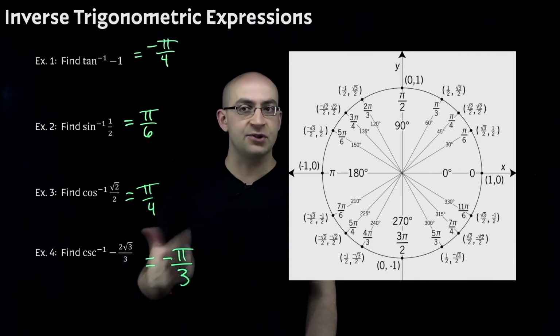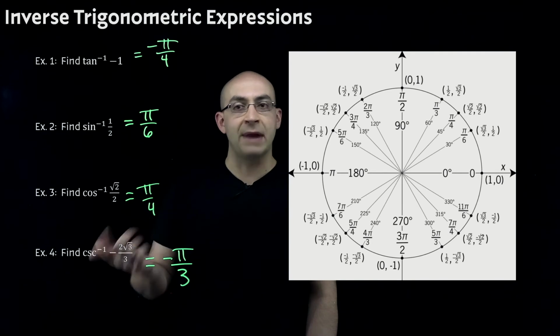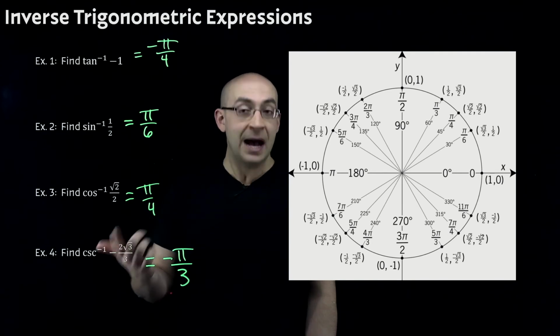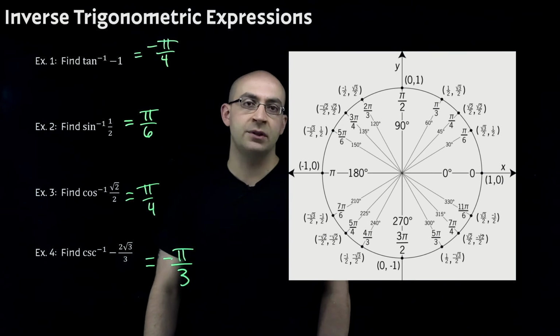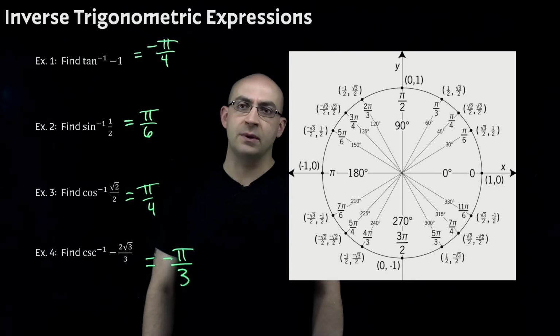Number 3, also straight up. I didn't ask for a negative root 2 over 2. So what value of cosine, or what radian measurement of cosine positive gives me a root 2 over 2? That's at pi over 4. Now, let's go to numbers 1 and 4 because the negatives might have thrown you off.